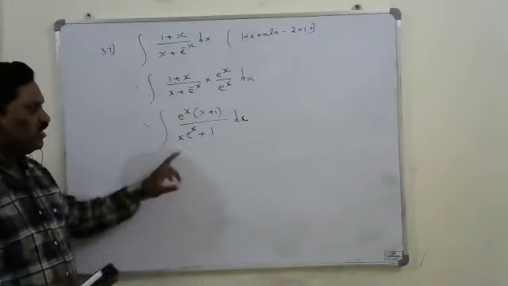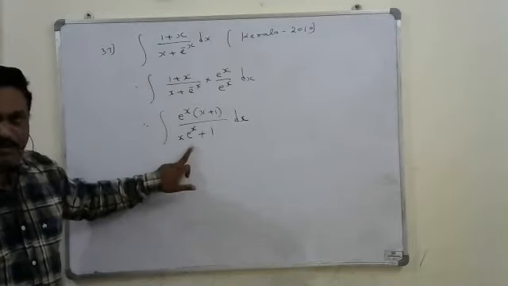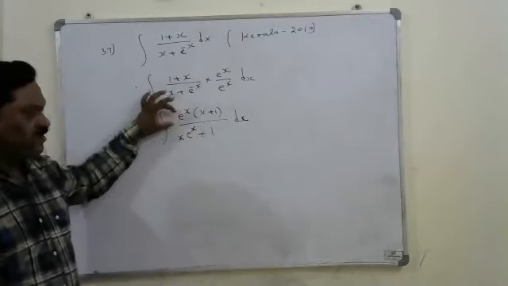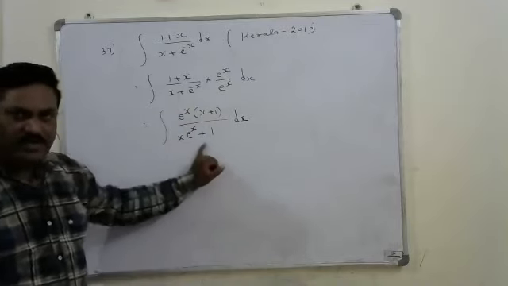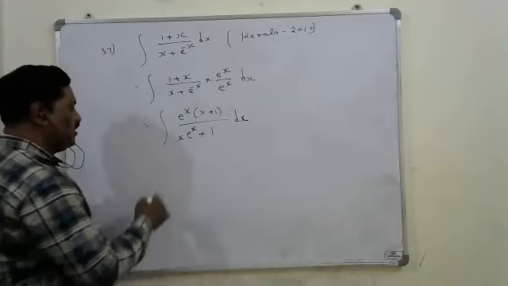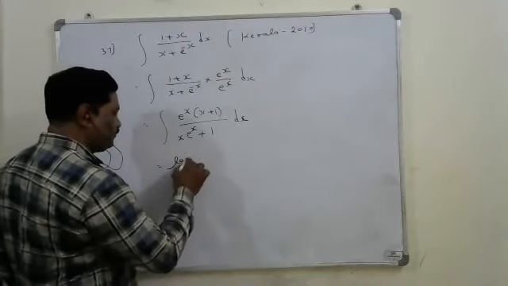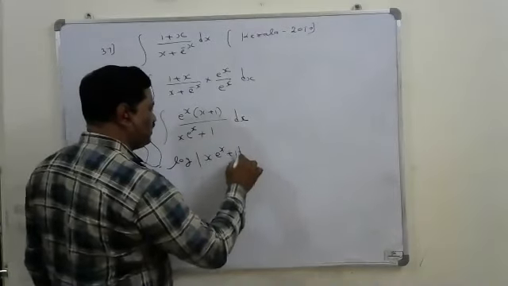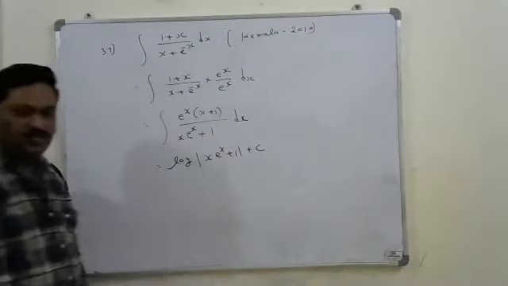Now, just now we have seen that the derivative of x into e power x is e power x into (x plus 1), exactly that is there here. The derivative of the denominator is exactly available in the numerator. Therefore, the answer is log mod of x into e power x plus 1, plus c, which is the answer. Take that.